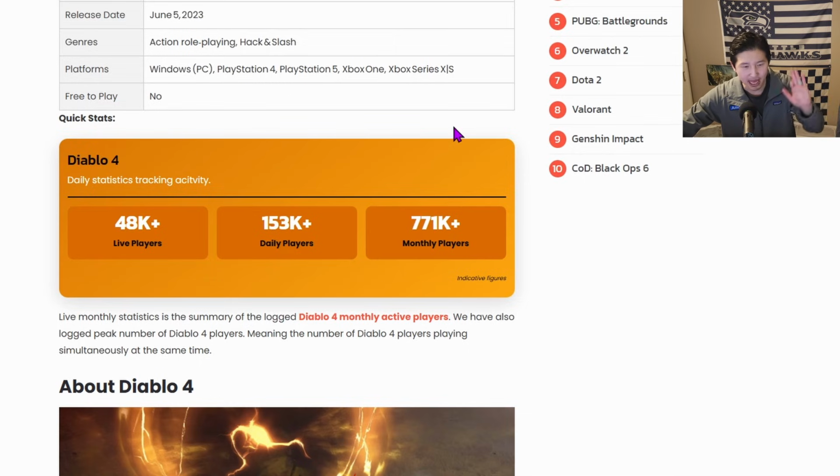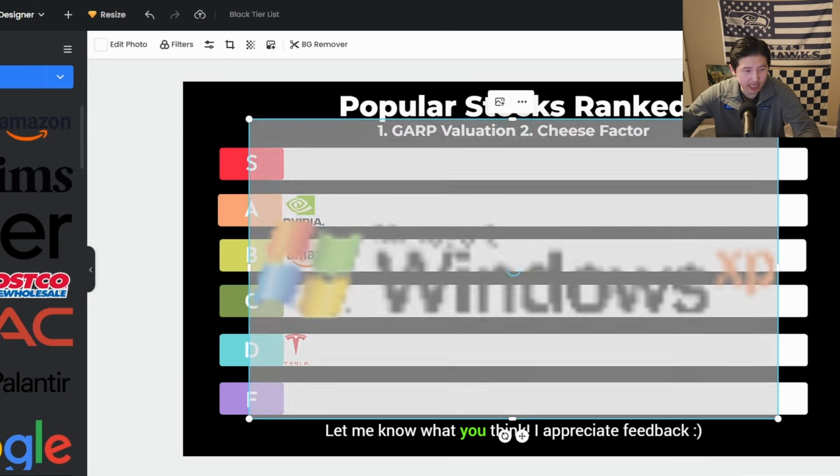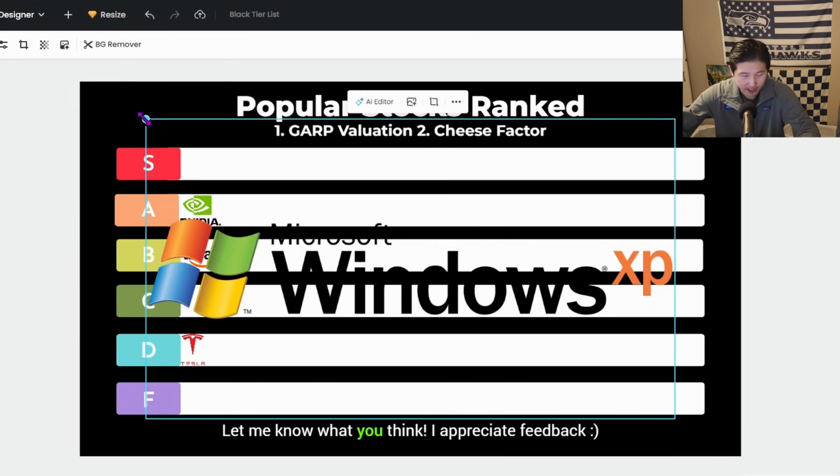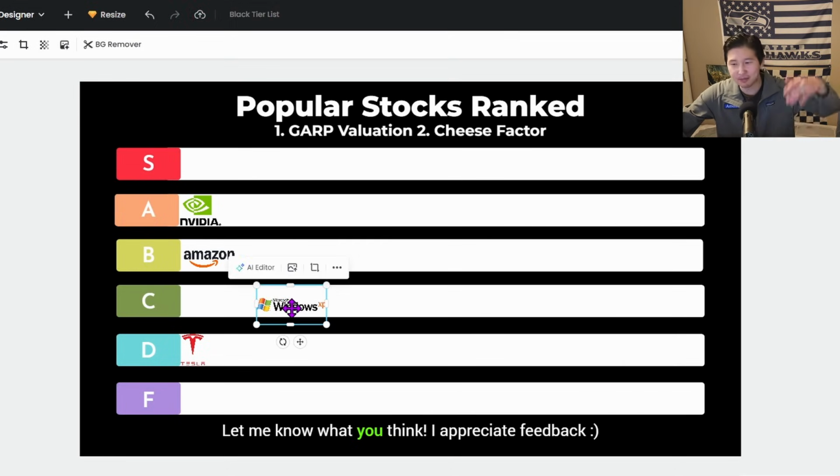And look at the amount of players that are logging in and playing on Diablo 4. 771,000 monthly players. That's a lot. And every single day, 153,000 players. And a fun fact about Blizzard is that it's also the parent company of Overwatch and StarCraft and World of Warcraft. I'm pretty bullish. I really like every business segment and offering from Microsoft.